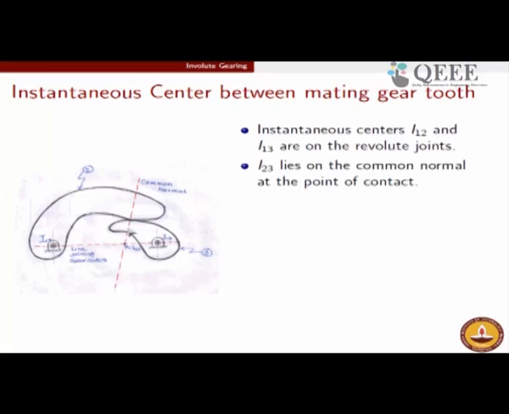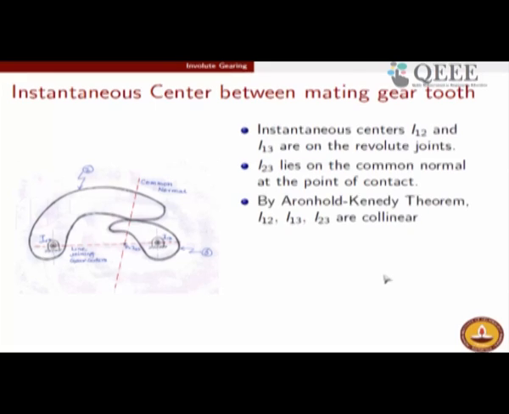I23, remember, body 2 and body 3 are forming a higher pair within themselves, and as a result I23, the instantaneous center between these two bodies, as per our discussion yesterday, will lie somewhere along the common normal. Where exactly it lies was not specified in yesterday's discussion, but we will do that today. To specify where exactly it is located, we invoke what is called the Aronhold-Kennedy theorem.